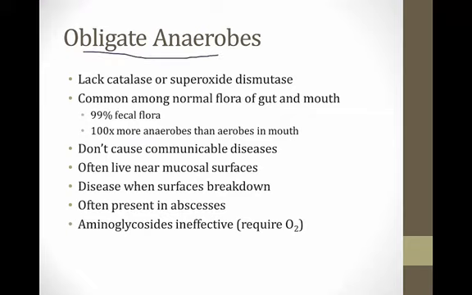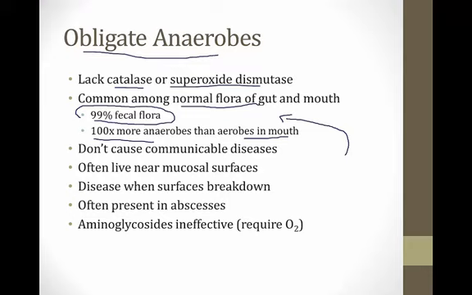Obligate anaerobes, on the other hand, lack either catalase or superoxide dismutase. And it's very high yield to know that obligate anaerobes are common among the normal flora of the gut and mouth. About 99% of the fecal flora are anaerobes, and there are 100 times more anaerobes than aerobes in your mouth. Now, this is sometimes a point of confusion for students because you may say, wait a second, there's a lot of oxygen present in the mouth. Why are these bacteria able to live there if they're obligate anaerobes?